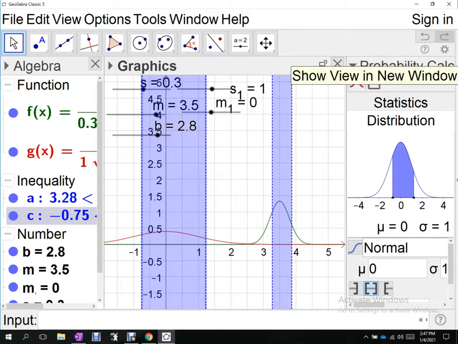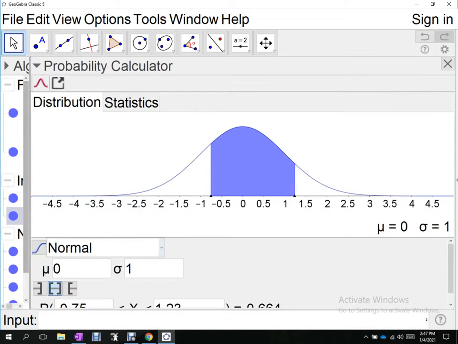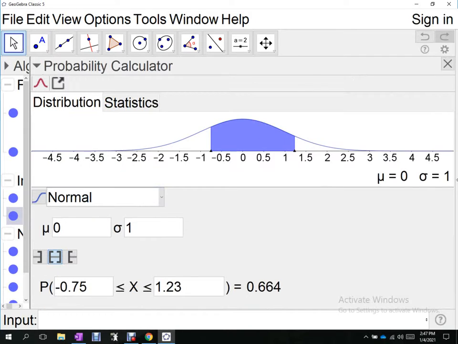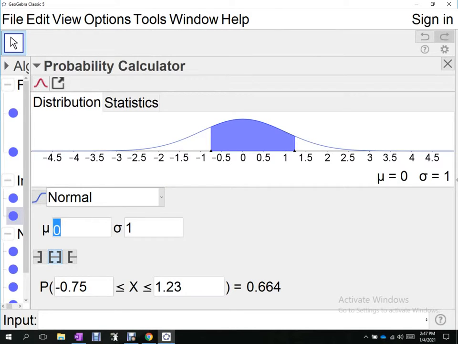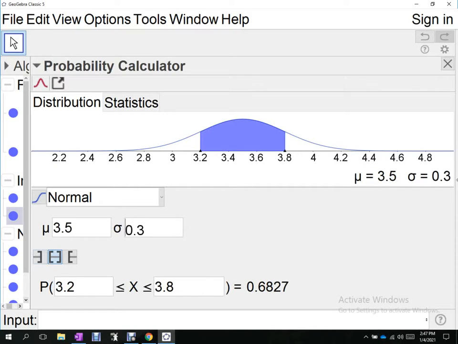We can prove that with this calculator because we can actually change. So keep your eye on, remember this number here, 0.664, right? That was standardized. That was very easy to do from the table. But if I change my mu to 3.5, change my standard deviation to 0.3, and now look at the z-score between, I think it was 3.275 and 3.869.